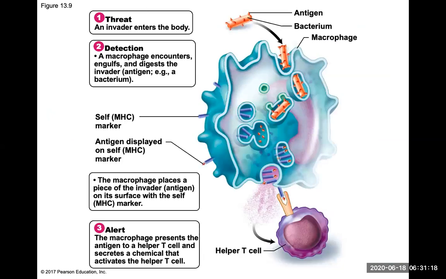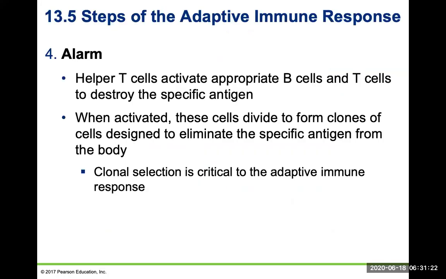The threat, detection, and then alerting. The last step would be cause for alarm, where helper T cells will activate other cells to destroy the specific antigen. These cells will divide to form clones of cells designed to eliminate that specific antigen from the body. Clonal selection is critical to the adaptive immune response.